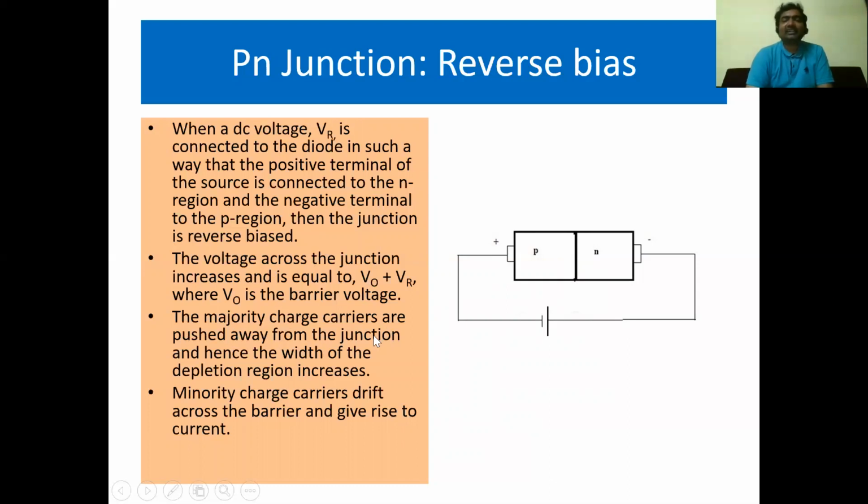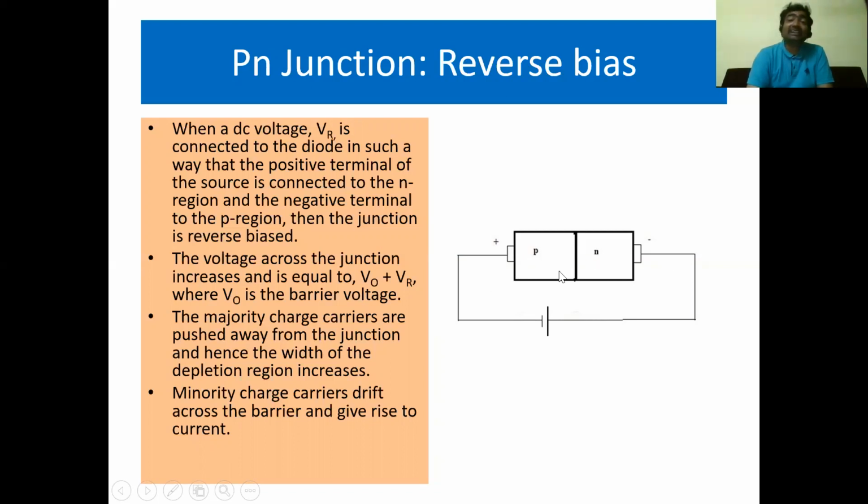The majority charge carriers are pushed away from the junction and hence the width of the depletion region increases. To understand this, in the P region, the majority charge carriers are holes, which are attracted by the negative terminal. In the N region, the majority charge carriers are electrons. They are attracted by this positive terminal. Due to this, the width of the depletion layer increases. So in this particular situation, majority charge carriers do not cross the junction.